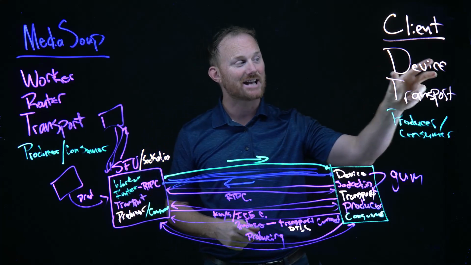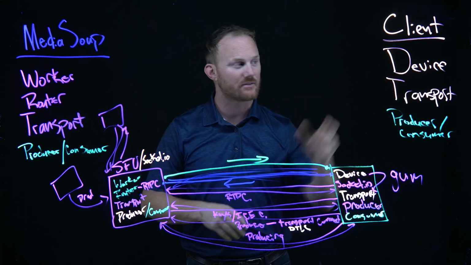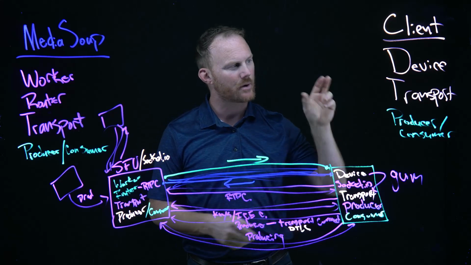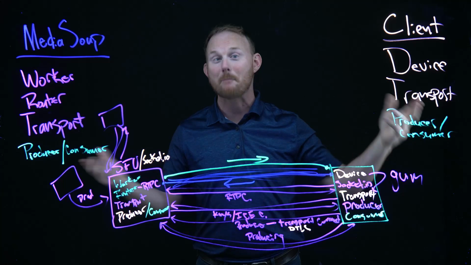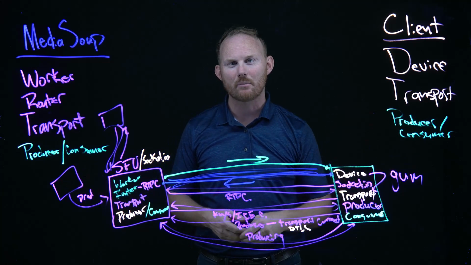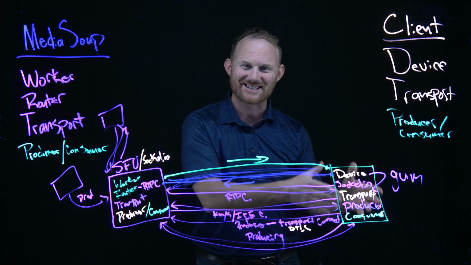It holds the producers so that others can consume, and it holds the consumers that others are producing to. The client has a device. That is where we connect. The device will connect to the router. A device has transports. A transport has either one or many consumers, one or many producers. That is how the process goes.